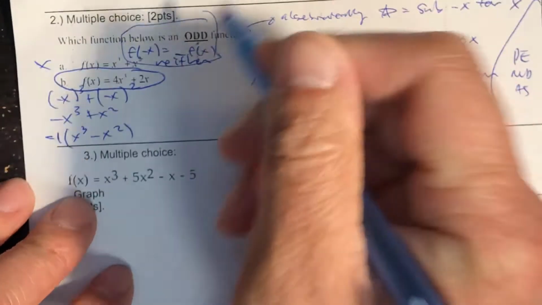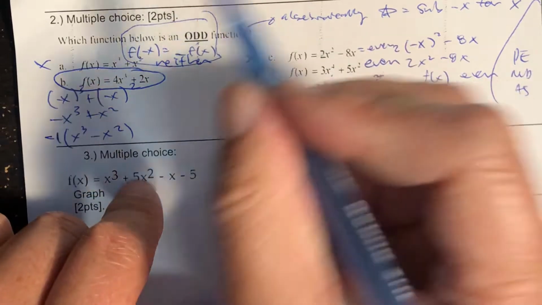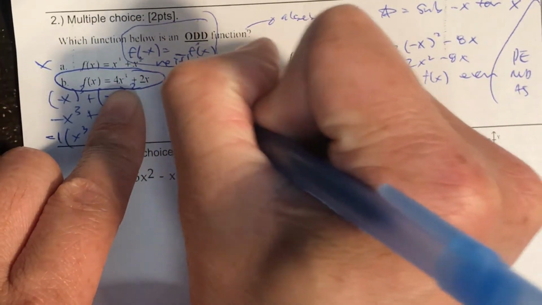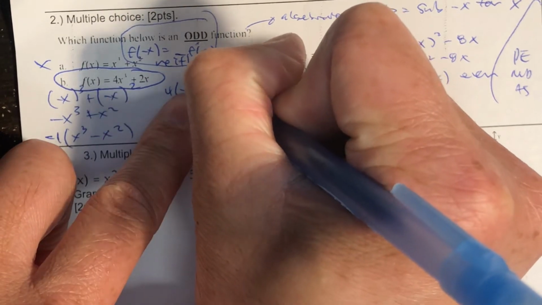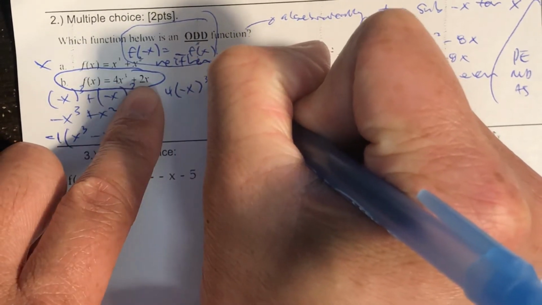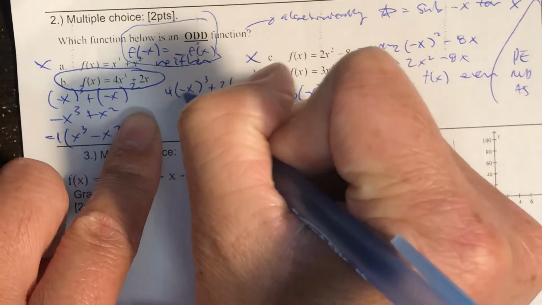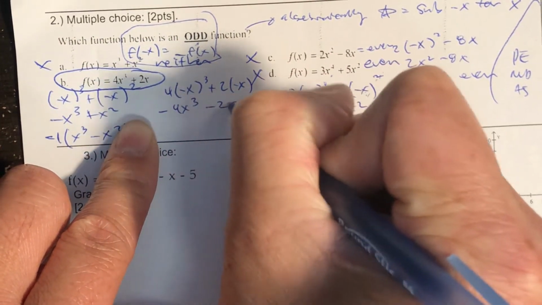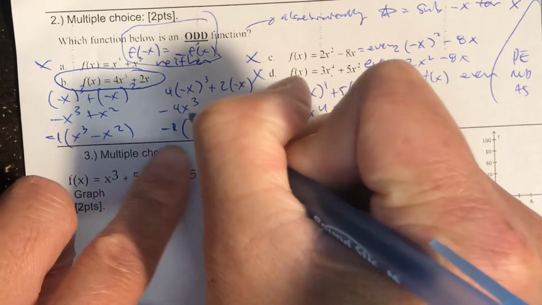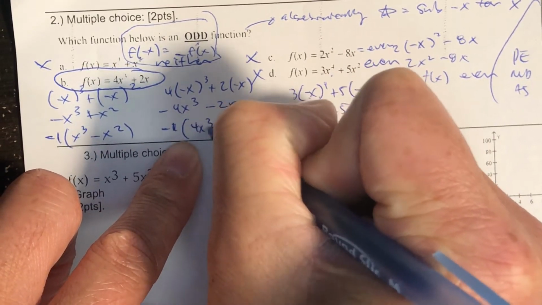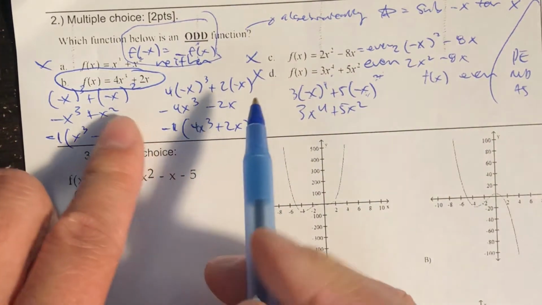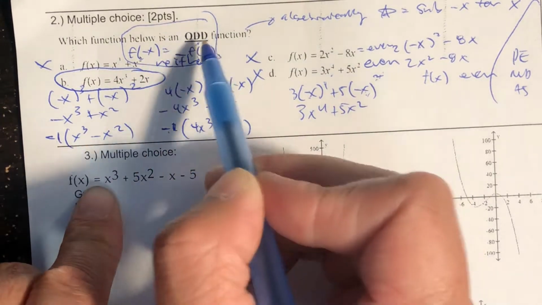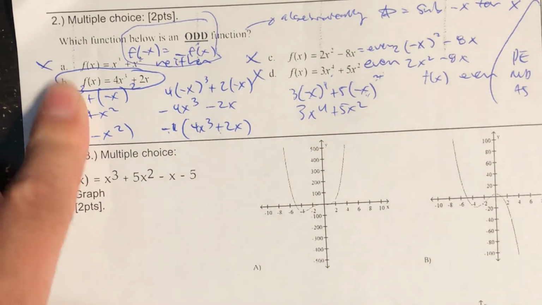I already know the answer is B, not by simply saying that A, C, and D are wrong, but let's go ahead and put that in. 4 times negative x cubed, so every x value, I'm putting in negative x. This becomes negative x cubed times 4, which is negative 4x cubed, minus negative 2x. If I factor out a negative 1, I get 4x cubed plus 2x. So inside you have the original, so this is the opposite of the original, that is odd. So number 2 is B.